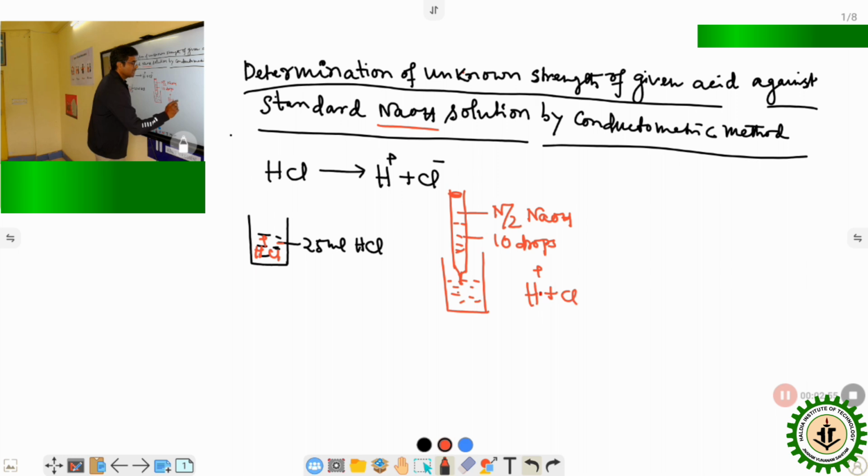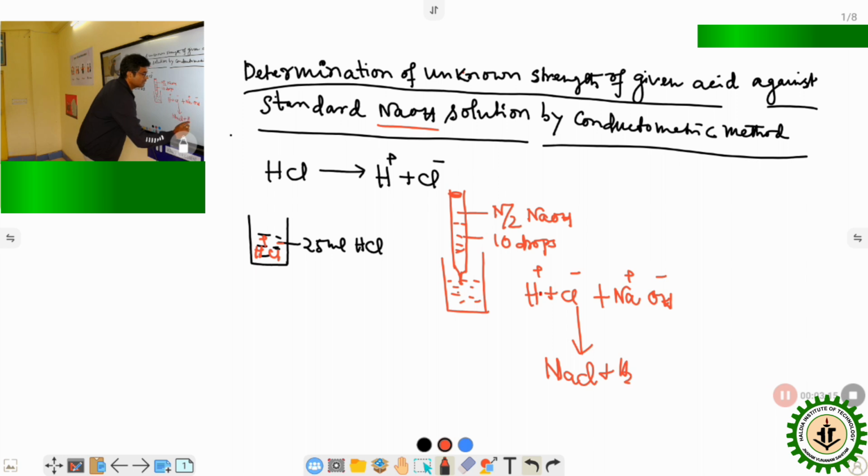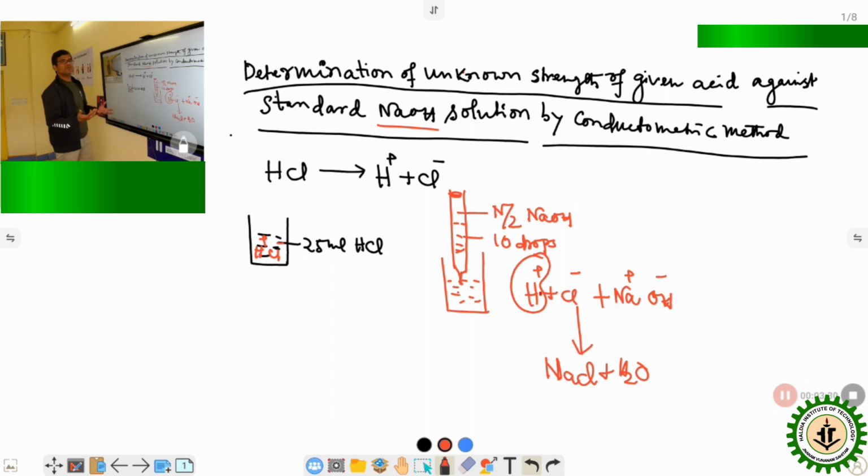H plus Cl minus plus sodium hydroxide in the form of Na plus OH minus. The reaction is a neutralization reaction, giving NaCl plus water, that is salt plus water. Now, during the formation of this salt, conductance depends on many parameters. Already I told you it is the number of ions present per ml of the solution. It also depends on the size of the ions, on the mobility of the ions, and on temperature also.